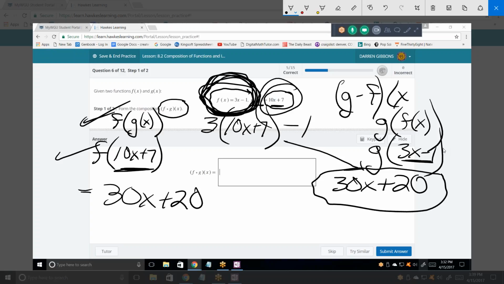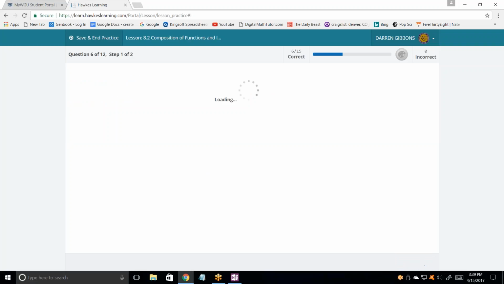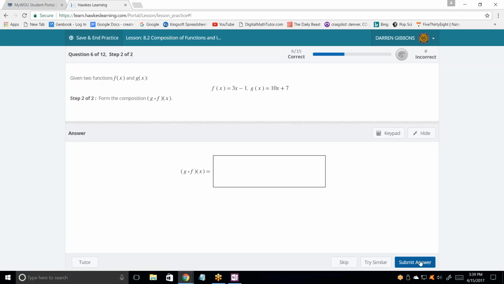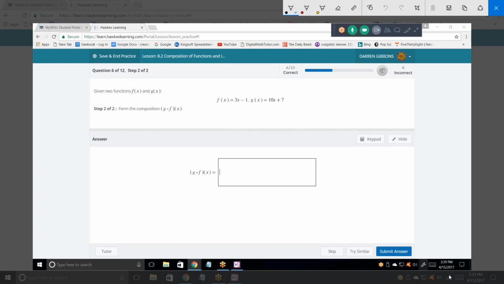All right. So we got to put this answer in. 30x plus 20. Oh, I can finally put one in without the keypad. All right, now they want g of f. Which is what you just talked about, right? We did. I just went through it.